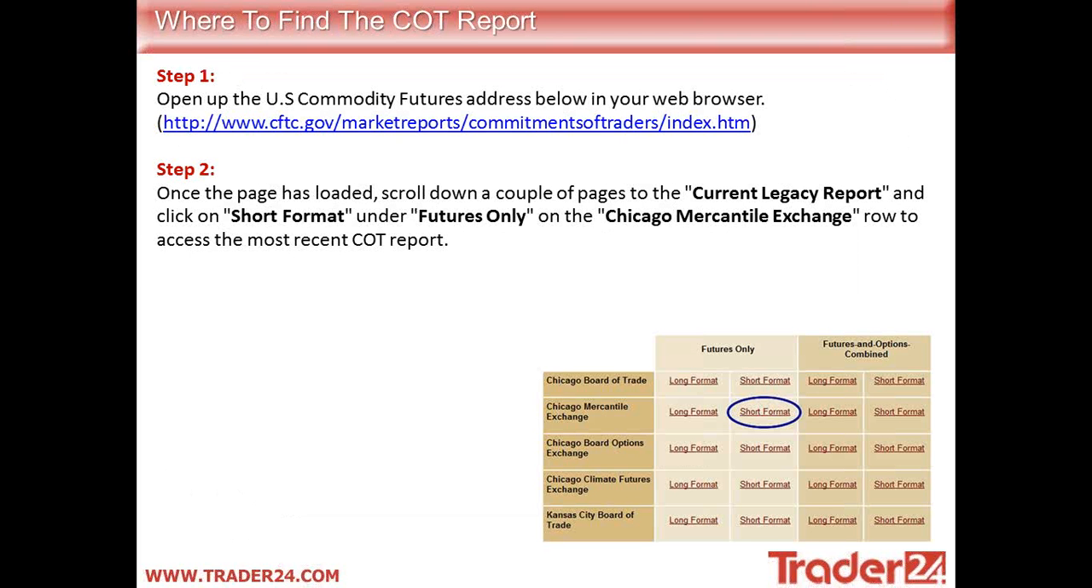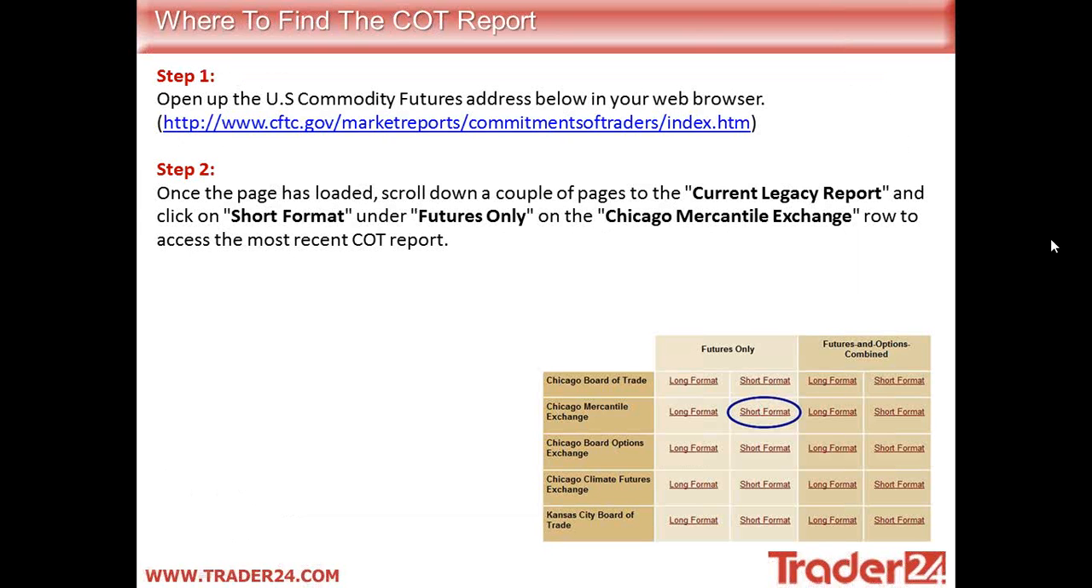All right, so where can we find the actual COT report itself? You can Google the COT report, or you can go straight to the CFTC website. And what you're going to basically do there is, once the page is opened up, just scroll down a couple of pages to, and this is fairly important, the current legacy report. And click on short format under futures only on the CME exchange. Just access the most recent COT report.